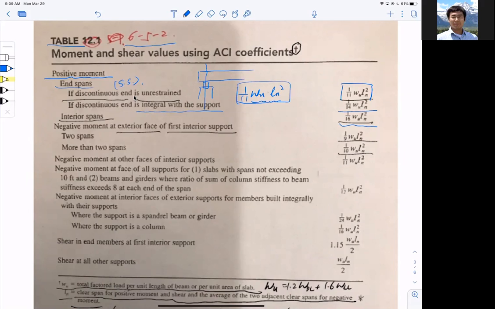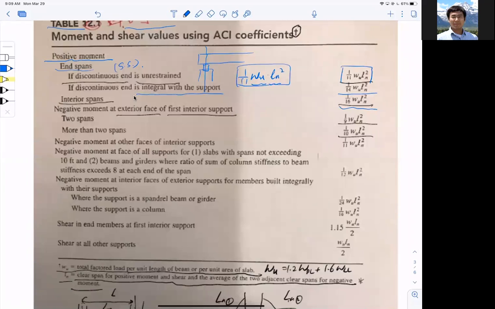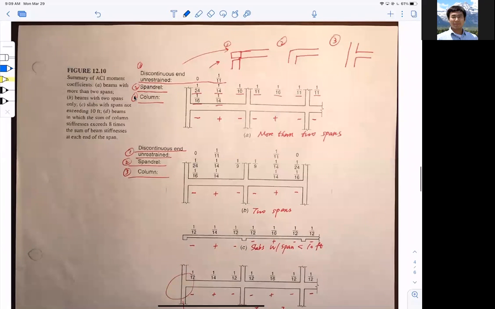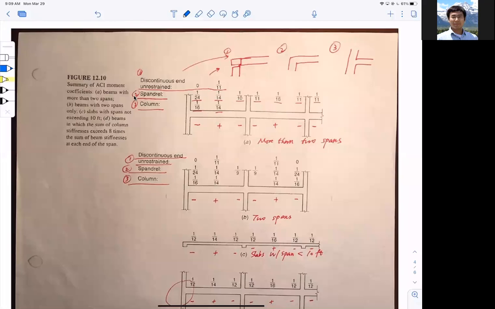And for negative moment at the exterior face of the first interior supports, two spans, more than two spans, and so on, it's too long. We have no patience. We want instant gratification. We don't want this table. It's too complicated. So ACI says, you know what, guys? I can make it even simpler for you. So this is the figure we're going to use for our homework and for this lecture.